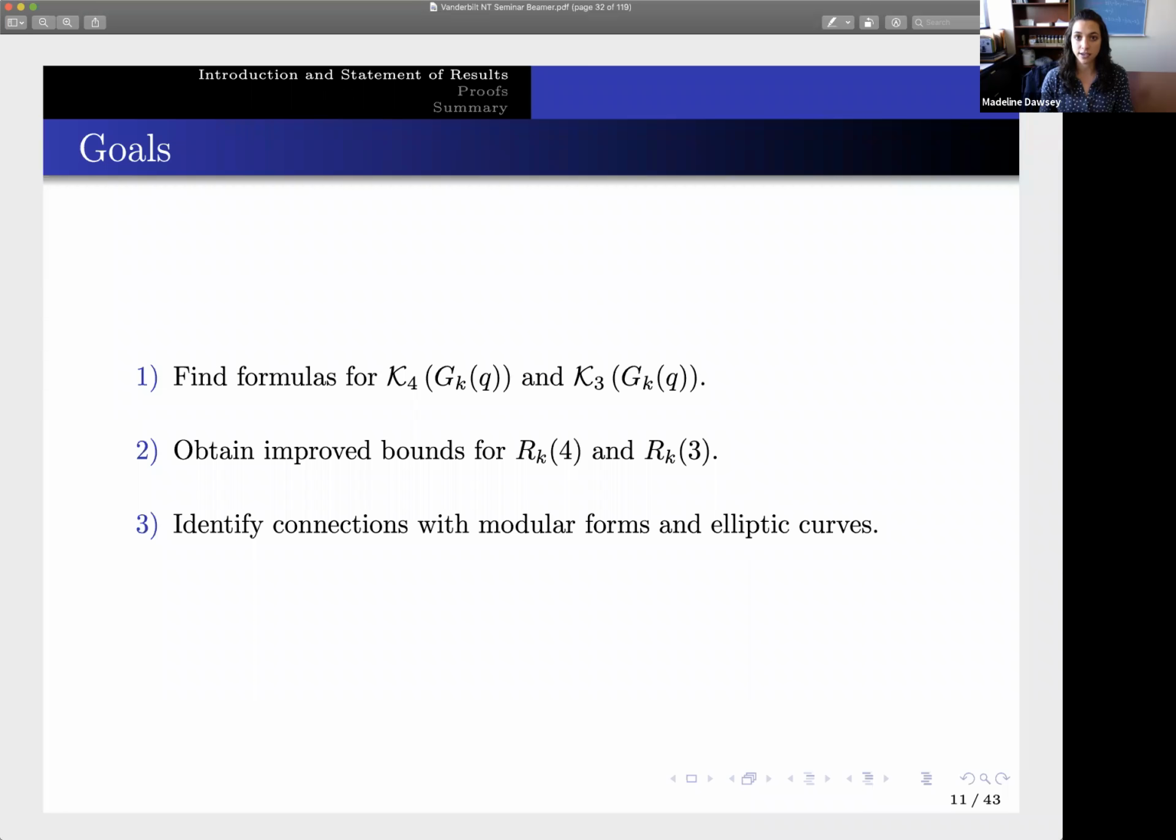Then we wanted to use those to get lower bounds for these multicolor diagonal Ramsey numbers. R_k(4) is like R(4,4,4,...,4) with k 4s, and similarly R_k(3), because whenever you can show that the number of complete subgraphs of order 4 is 0, then that'll be a lower bound for your Ramsey number. We were hoping we would get better bounds than what's already known. And then the most interesting part to me was identifying connections with modular forms and elliptic curves to this graph theory.